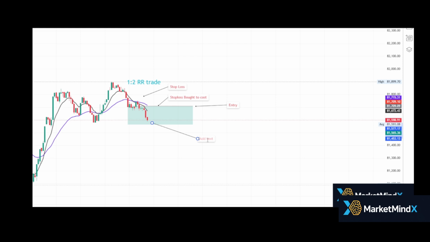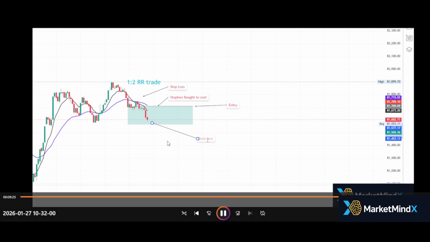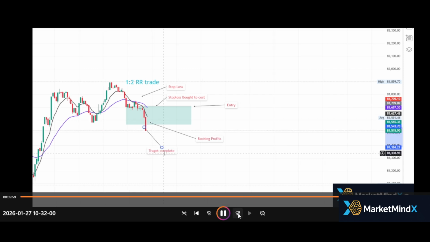And within a fraction of seconds we started booking the profit, and it completed the target with a big red candle. That's how the day went.